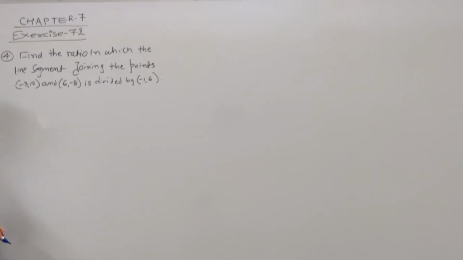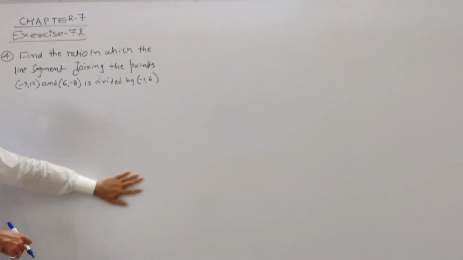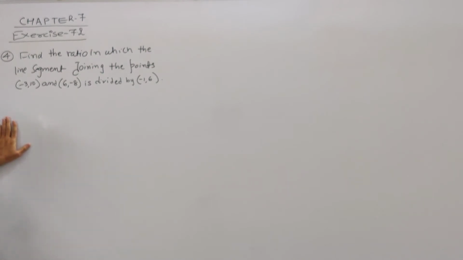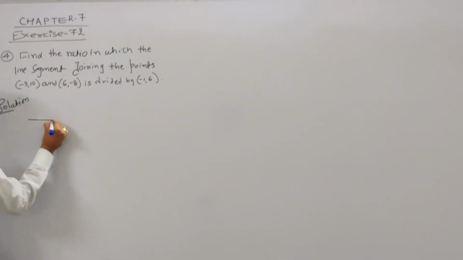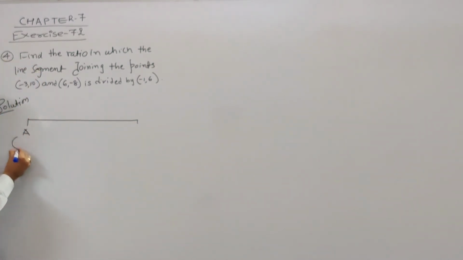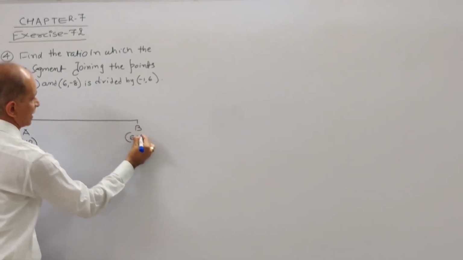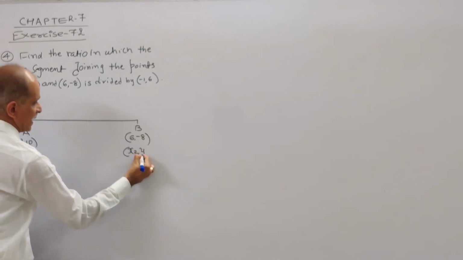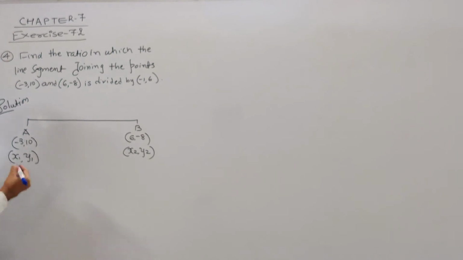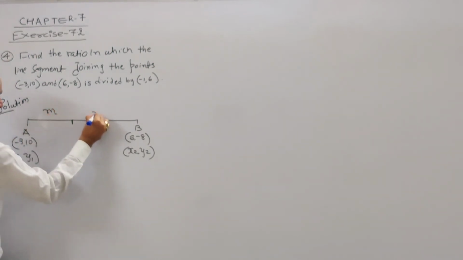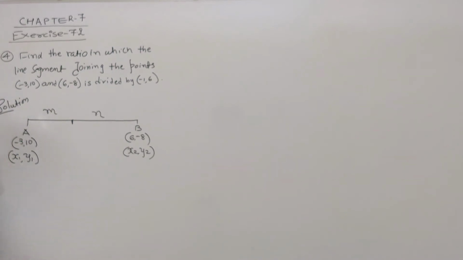Find the ratio in which the line segment joining the points (minus 3, 10) and (6, minus 8) is divided by the point (minus 1, 6). So, two points A, the coordinates are minus 3 and 10; we can say it is x1, y1. The point B, that is 6 and minus 8, we can say it is x2, y2. You have to find out the ratio. So, m is not given to you, n is also not given to you, and the point which divides the line segment is (minus 1, 6).